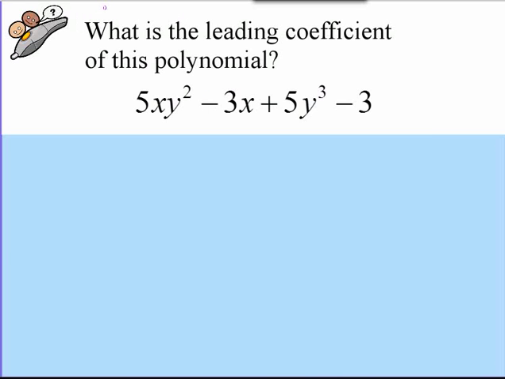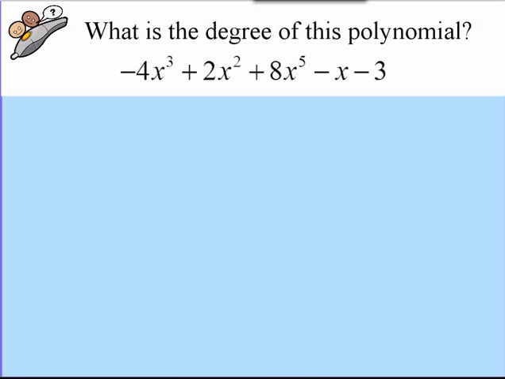The reason why it's 5 is because this is our term, and so all we're doing is looking at the coefficient with it. Remember what I said, it doesn't always have to be written in order as well. What is the degree of this polynomial? So what is the degree of that polynomial right there?